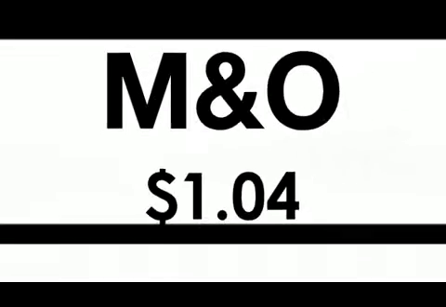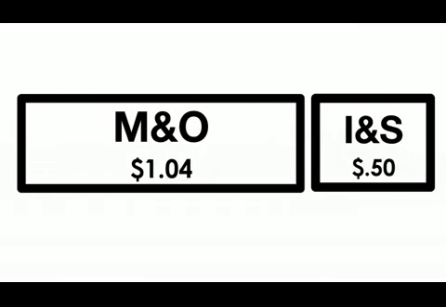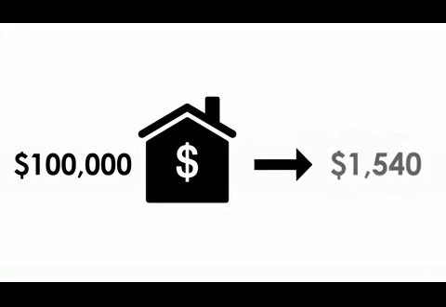Our current tax rate is $1.04 for the M&O side and 50 cents for the I&S side, for a total tax rate of $1.54 for every $100 that your property is worth. That means that for a house valued at $100,000, the school taxes would be $1,540 per year.